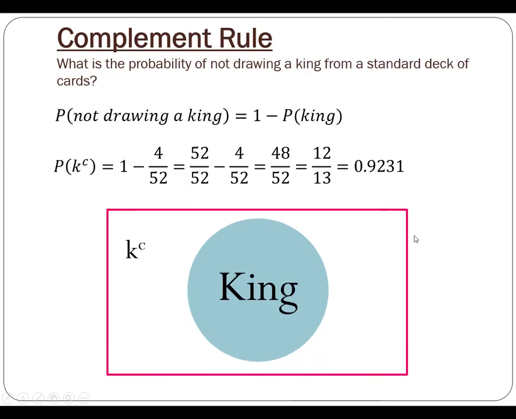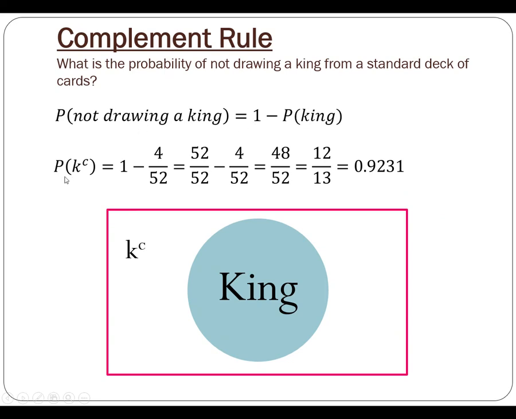The next rule I want to introduce is the rule of complements. So when we talk about complements, sometimes it's easier to calculate a probability if we know something else. So the question that I have is, what is the probability of not drawing a king from a standard deck of cards? Now, I know most of us could figure this out in our head pretty quick, but the easy way to think about it is when we say the probability of not drawing a king, it's really 1 minus the probability of drawing a king. That's kind of the rule applied right there.